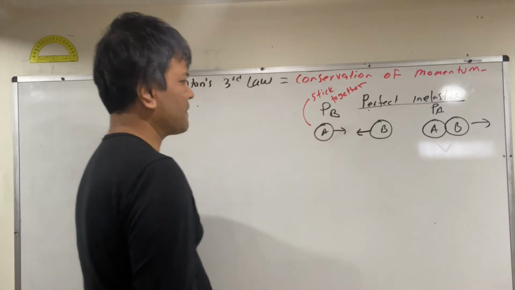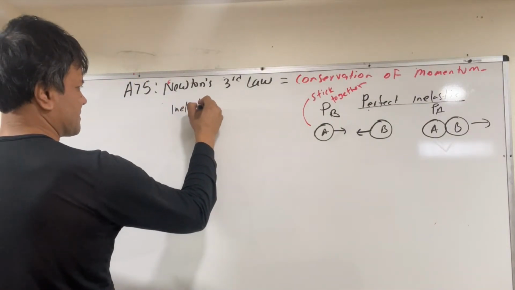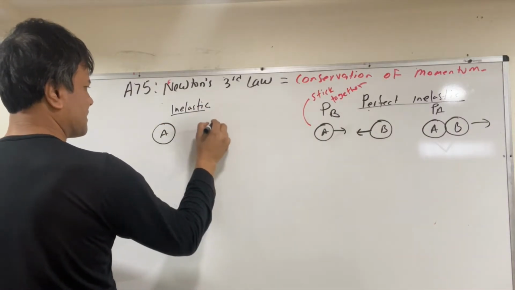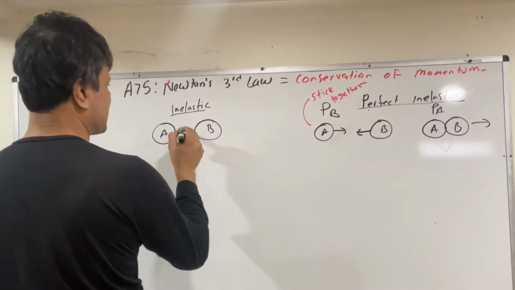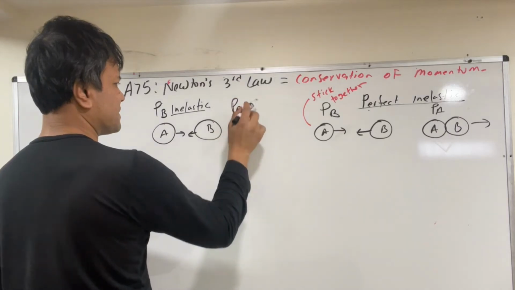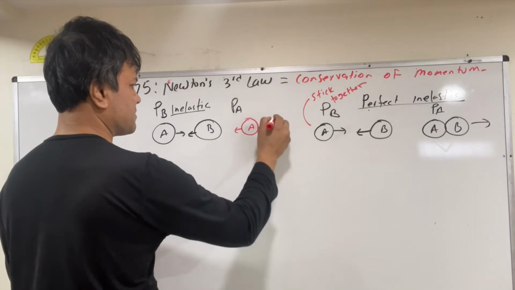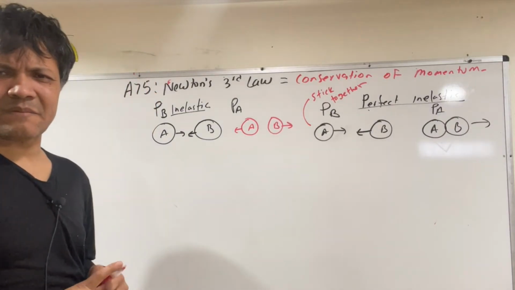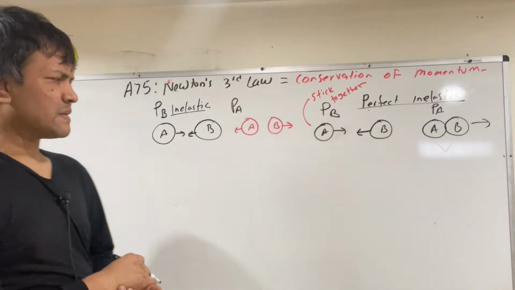Okay, now inelastic collision. Alright, so ball A and ball B move toward each other, right? And then after the collision, this is momentum before, momentum after, and they change direction. A changes direction and B also changes direction, right?